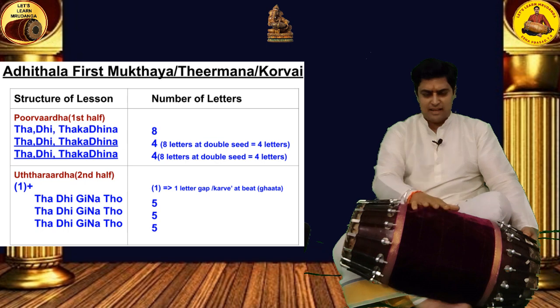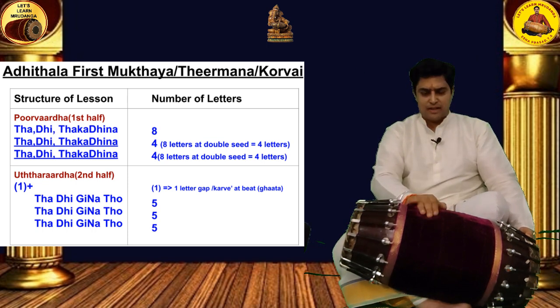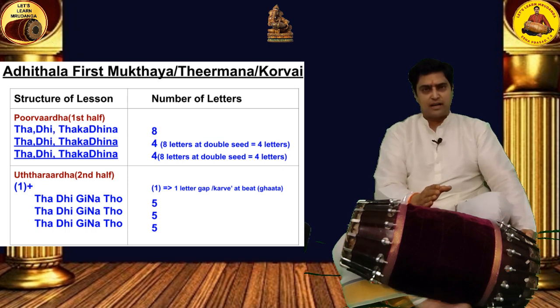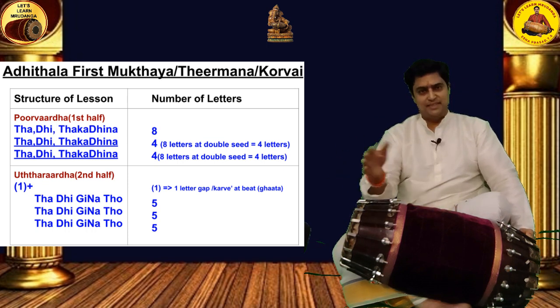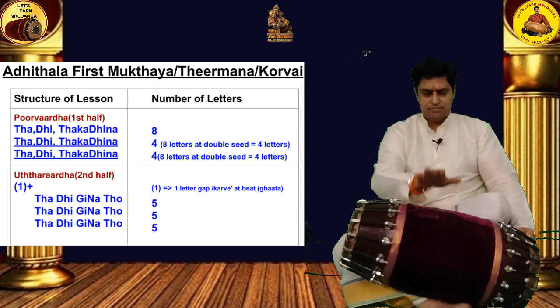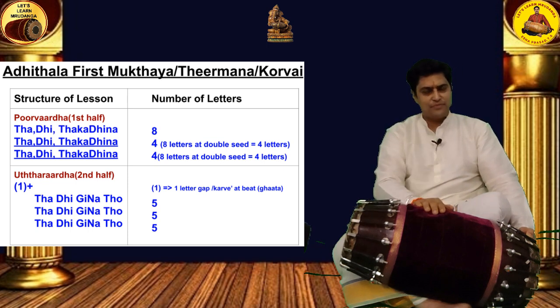So, takadina, takadina, takadina, tadiginato, tadiginato, tadiginato. So, takadina and takadina, which is nothing but the Purvardha. This is like something which occurs before. That's why it is called Purvardha. And then Uttarardha is which occurs after. That's the second half. So after the midpoint, that's what it means. So Purvardha will have takadina three times, and the Uttarardha will have tadiginato, tadiginato, tadiginatum ta.